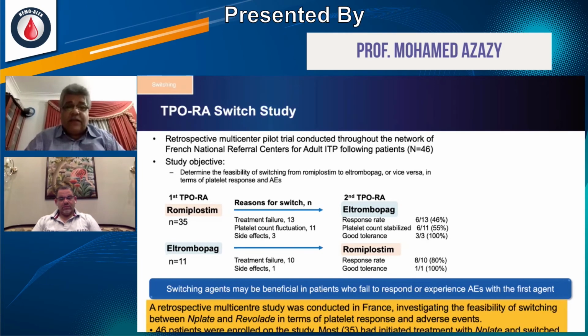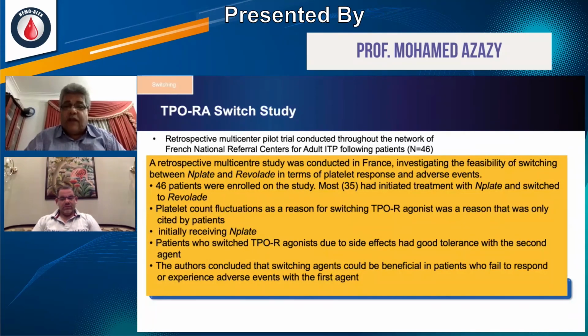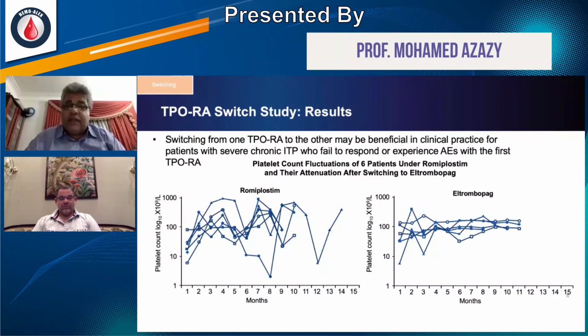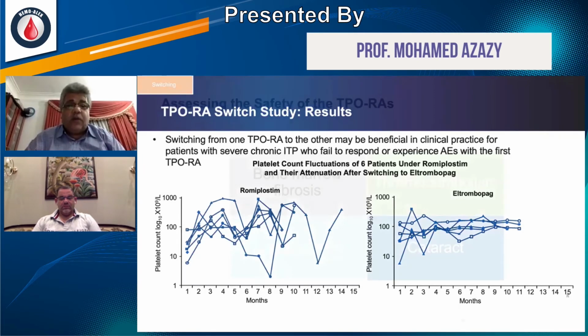A retrospective multi-center study was conducted in France, investigating the feasibility of switching. 46 patients were enrolled in one study. Platelet count fluctuation was considered as a reason for switching. The TPO agonist was the reason cited by the patients initially receiving eltrombopag, and vice versa. The authors concluded that switching agents could be beneficial in patients who fail to respond or experience adverse events with the first agent. The TPO switch study result is also very promising for those patients who have fluctuation in their platelet count, and the patient, when shifted from one drug to the other, still maintains a durable and good response.